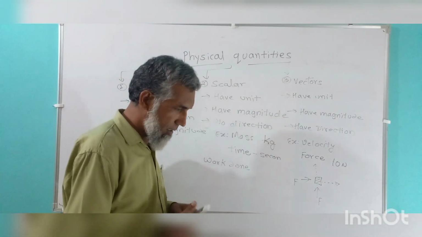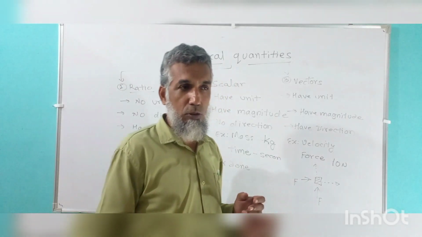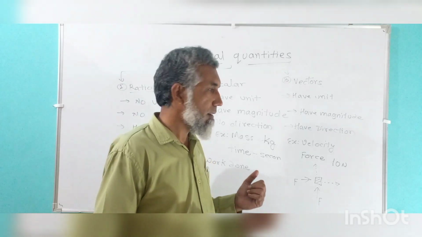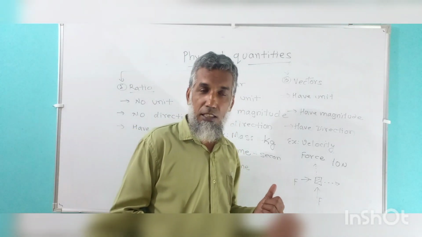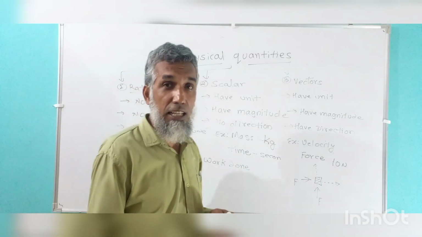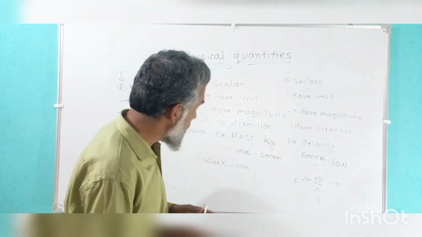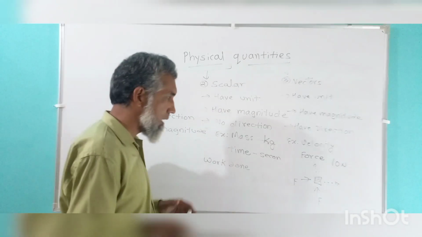Then the EMF. In Kirchhoff's second law, you will come to know this. When we are moving in the direction of the current, the EMF is taken as negative. When we are moving in the opposite direction, it is taken as positive. So EMF is taken as negative and positive, but EMF is a scalar quantity.